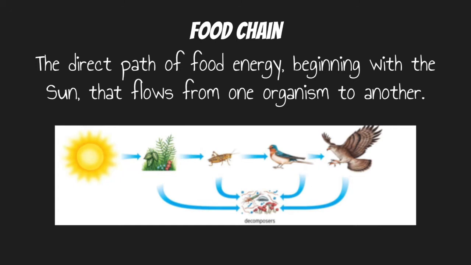So a food chain is just the direct path of food energy beginning with the sun that flows from one organism to another. So in this food chain, we see that the sun is giving energy to the plants, which give energy to the cricket, which gives energy to the robin, which gives energy to the hawk. All of the producers and consumers give energy to the decomposers. The sun does not give energy to the decomposers because the sun is not an organism. It only gives energy to our producers, to the plants.